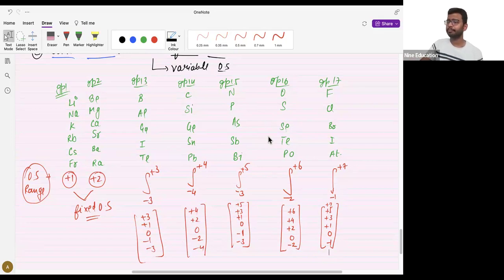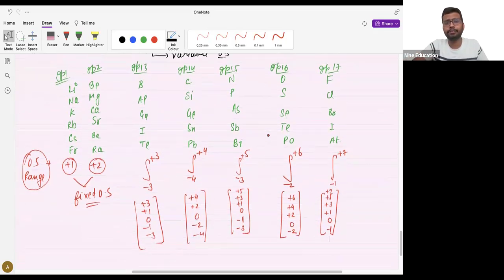Done. Simple it is. You can take a screenshot of this. ये वाला दिख रहा है आपको लास्ट वाला? Can you see? Group number 17.